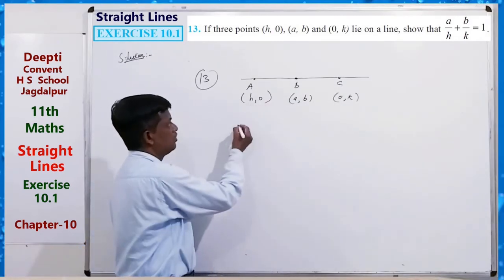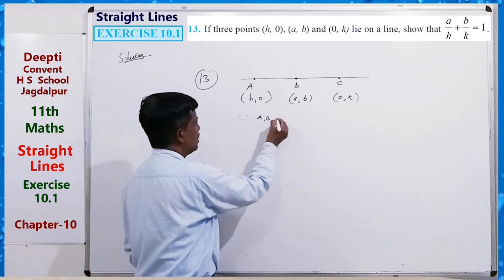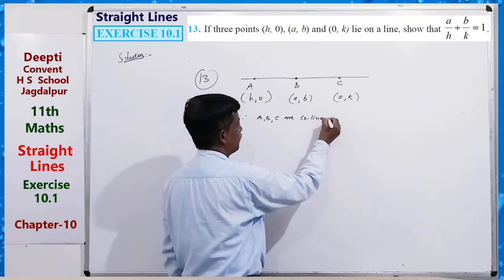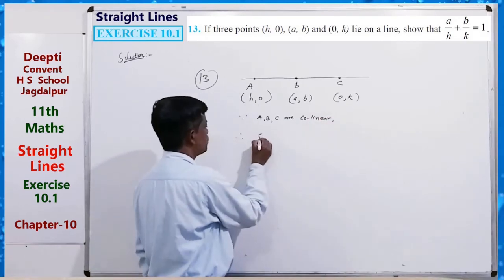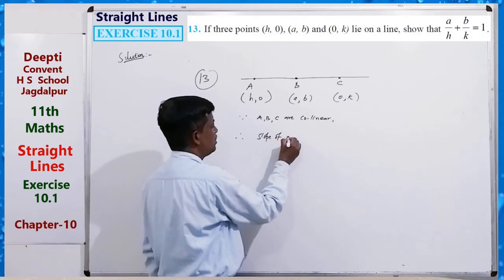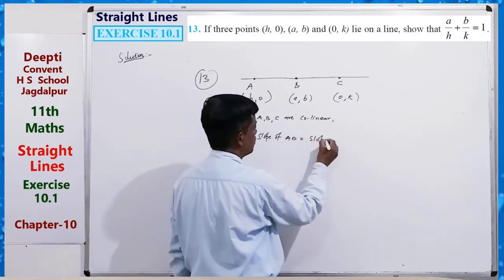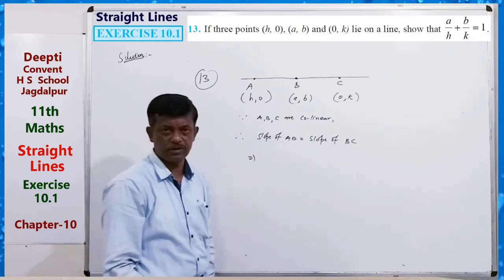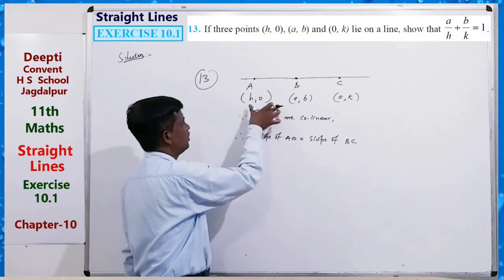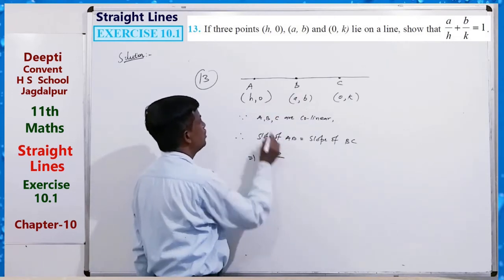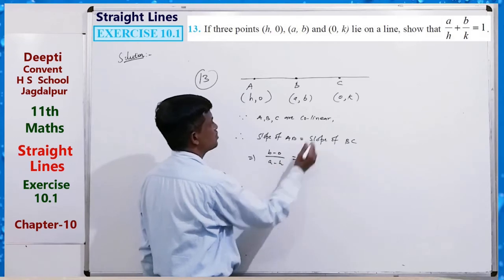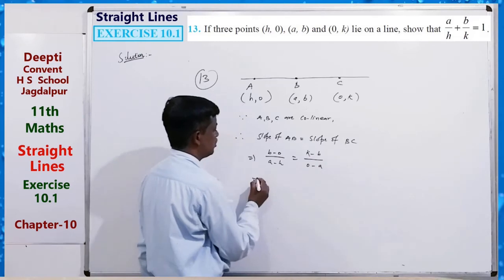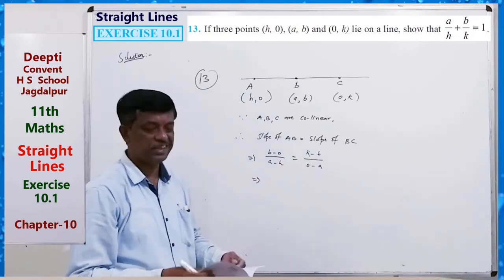Since A, B, C are collinear, therefore the slope of AB equals the slope of BC. Write slope as y2 minus y1 upon x2 minus x1: for AB, b minus 0 upon a minus h, equals, for BC, k minus b upon 0 minus a. Just solve it and try to find a by h plus b by k equals 1.